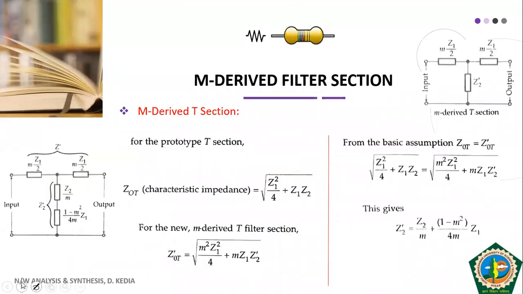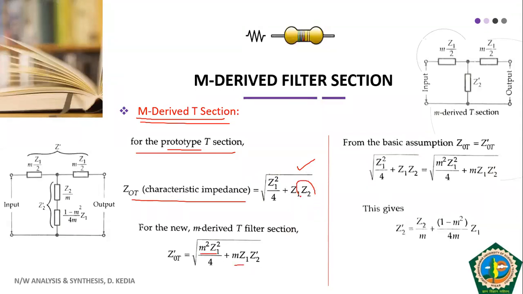Let us see. So now we will see M derived T section. For the prototype T section, prototype is nothing but constant K. So for prototype or constant K T section, our characteristic impedance was this one. We saw in band stop filter as well, under the root Z1 square by 4 plus Z1 Z2. Now what we have done, we have changed Z1 by 2. We have multiplied series with M. So your series arm was related to Z1. Wherever Z1 is there, it has been multiplied with M. See, we have got M square Z1 square. We have got M Z1.